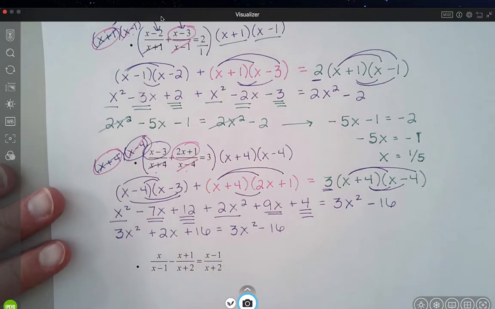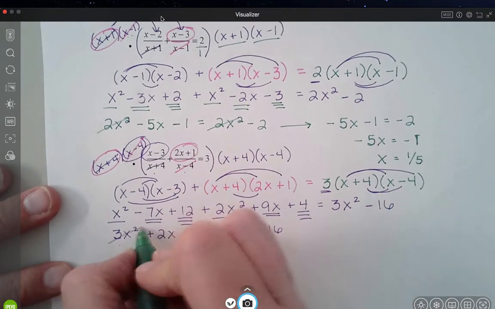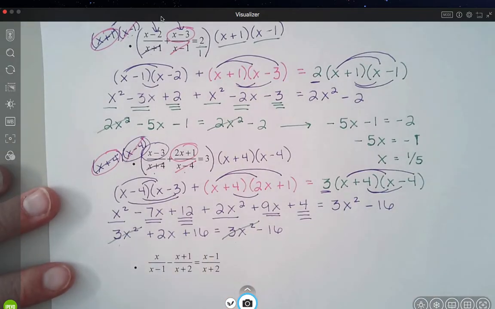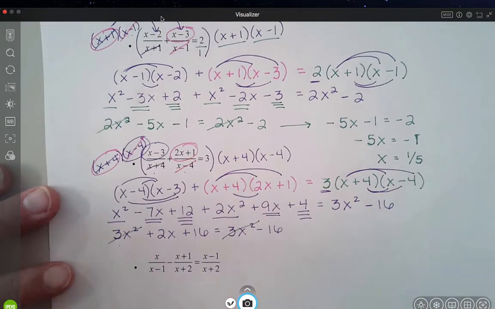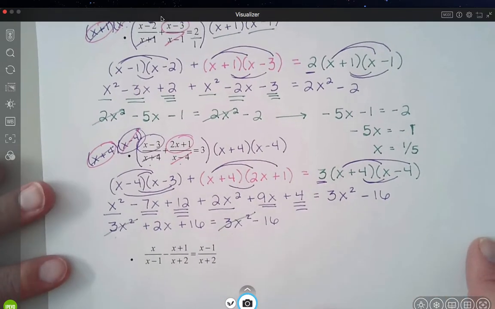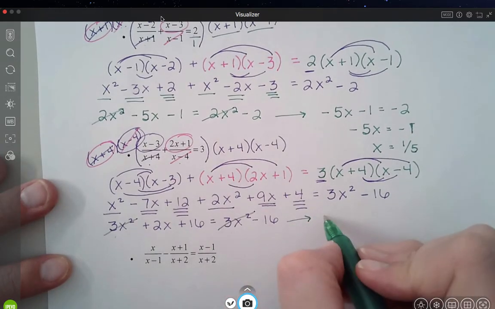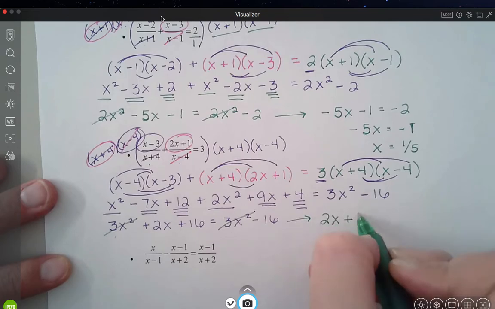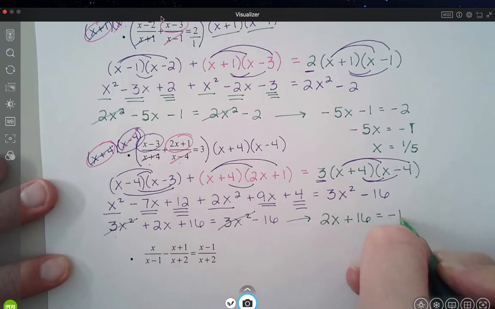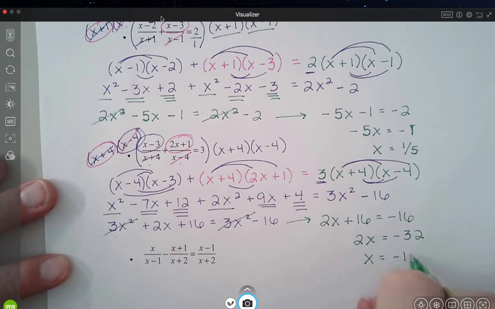And once again, this is mega coincidence here. If I were to subtract 3x squared from each side, they would cancel themselves out. Really, for a lot of these, this would end up in a quadratic. But for whatever reason, these first couple examples, and I think that's true in your homework packet too, they've got them set up so they work out really nicely. So what I'm left with now is just 2x plus 16 equals negative 16. Subtract the 16 from the other side, and I get 2x equals negative 32, which means x must equal negative 16.